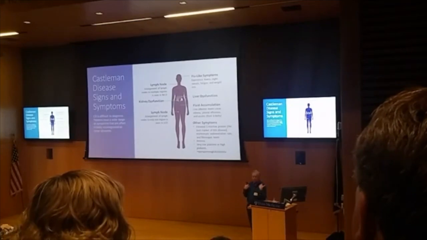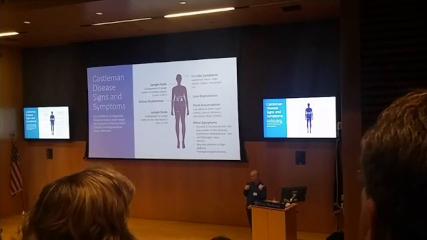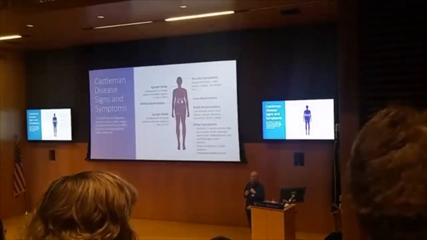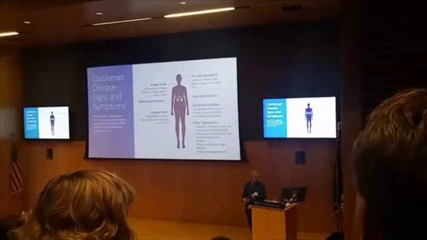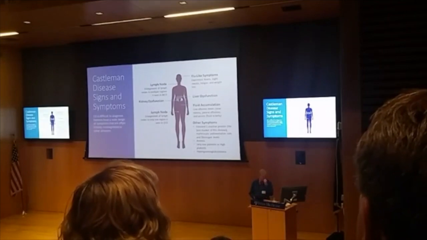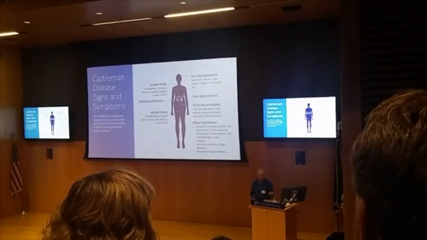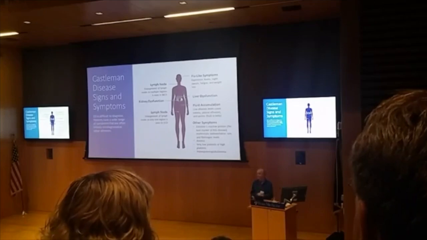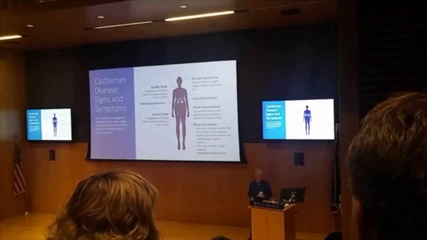You can get fluid behind the lungs, we call it pleural effusions. You can get fluids in your belly, we call it ascites. And you get swelling of your legs, so we call that edema. And then there are these other laboratory markers, not really symptoms: elevated CRP, anemia, abnormal platelet counts, and increased antibody levels. So the fancy name is hypergammaglobulinemia.